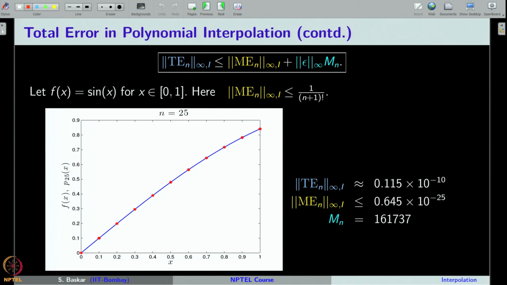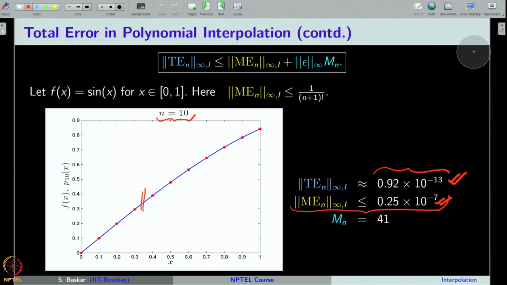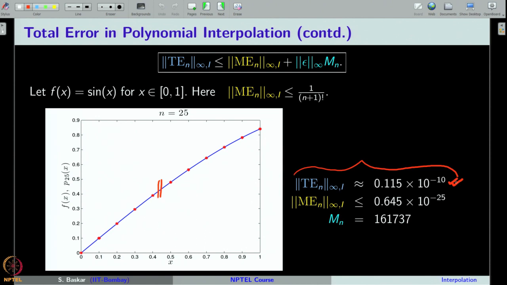Now, let us go to n equal to 25. Well, graphically we are doing very well, but carefully observe what is happening with the total error. The total error is now something like 10 to the power of minus 10. If you go back, with polynomial of degree 10, we had 10 to the power of minus 30. Now, by increasing the polynomial degree from 10 to 25, actually our total error became bad, right.